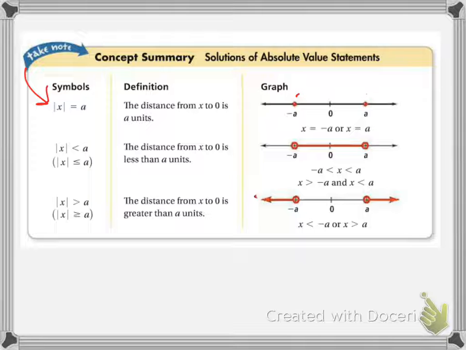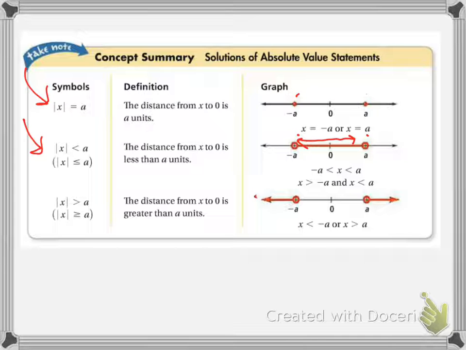When we look at inequalities, two different things are going to happen. In the first situation, if the absolute value of x is less than or equal to a, as you would say it, the distance from x to 0 is less than a units away. After you plot your points, you're going to want to shade everything between them. Why? Because you want all the values less than the value of a, which is going to be everything in between them, or in the middle.